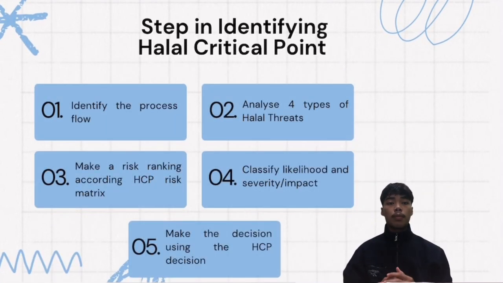After that, the steps to identify the HCP. First one is identify the process flow. Second one is analyze the 4 steps of halal threats. Third one, make a risk ranking according to the HCP risk matrix. And step number 4, classify the likelihood and severity or the impact. And the last one is make a decision using the halal critical point decision.